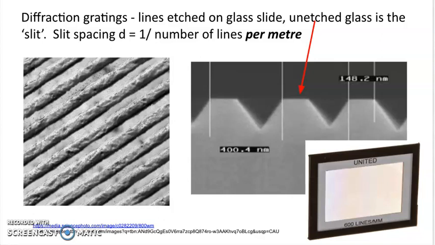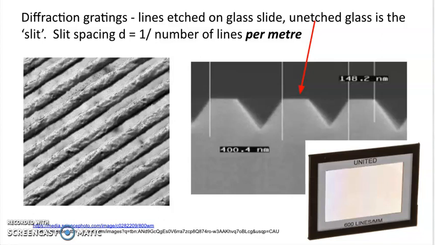A diffraction grating is simply a bit of glass where there are lines etched on it, and the lines stop the light from getting through where there's been a line etched, but only where you've got the clear glass left on top, that's where the light gets through. And the slit spacing is determined by the number of lines that there are per meter. So you can see here this one's got 600 lines per millimeter. That would be 600,000 lines per meter, and you'd need to work out the slit spacing as being 1 divided by 600,000.